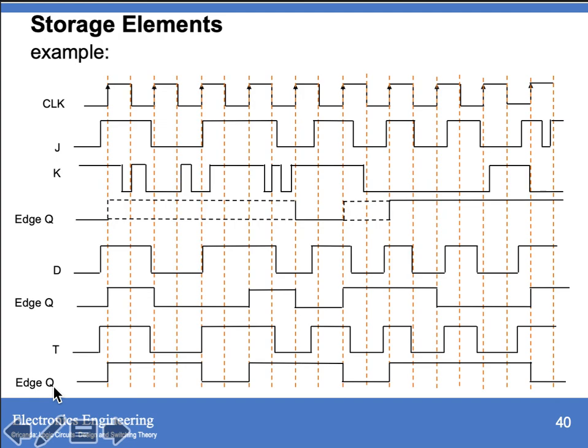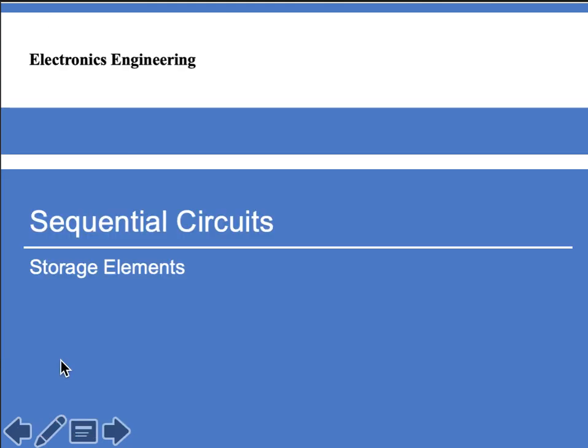And we have also this input J and K, and we have an output Q, meaning your J and K is an edge triggered. So this is an output of your edge triggered JK. If you have this D and your D is an edge triggered, so this is the output of an edge triggered D. Then T input, and this is the output of your T if it is an edge triggered. And that's all for our storage element.